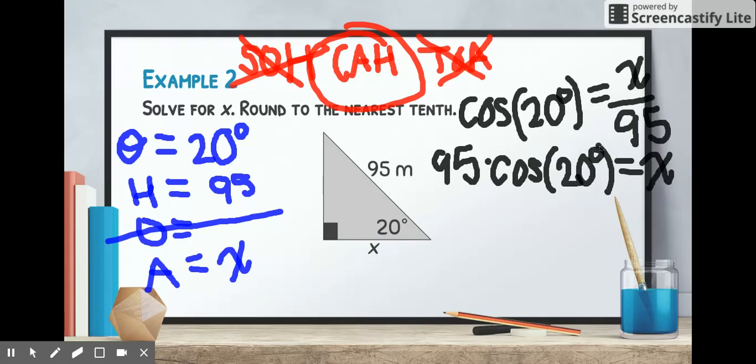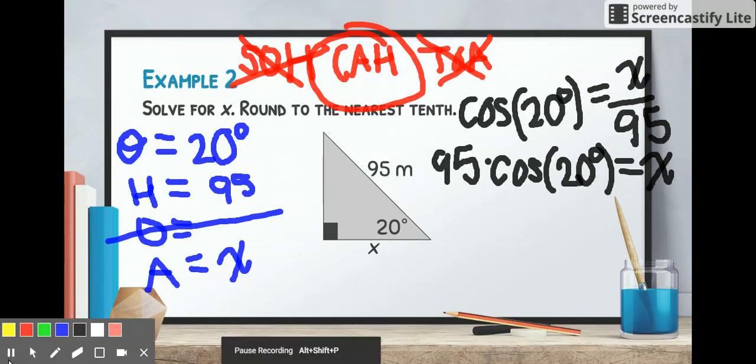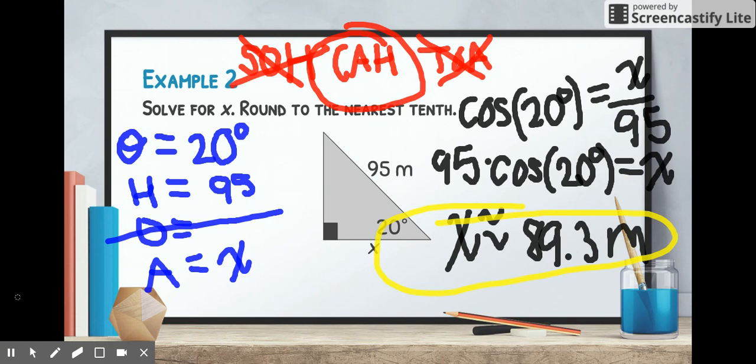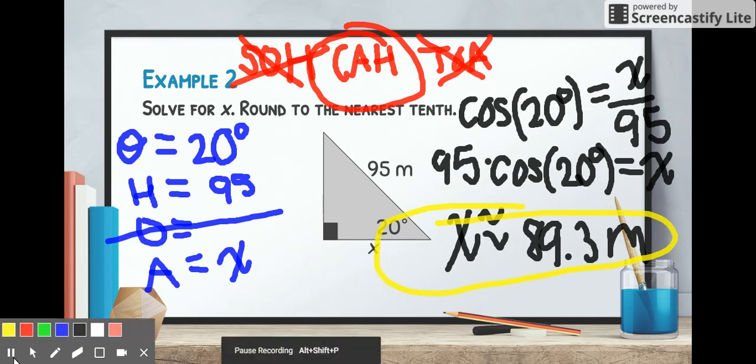When you type this into your calculator, you're going to find that x is approximately 89.3 meters. Don't forget now to put your units in. The last example, I included the units in my math. And in this case, I just put 95 without the units. So that is one way to do less writing, but it also lends itself to accidentally forgetting units. So make sure that you do that.